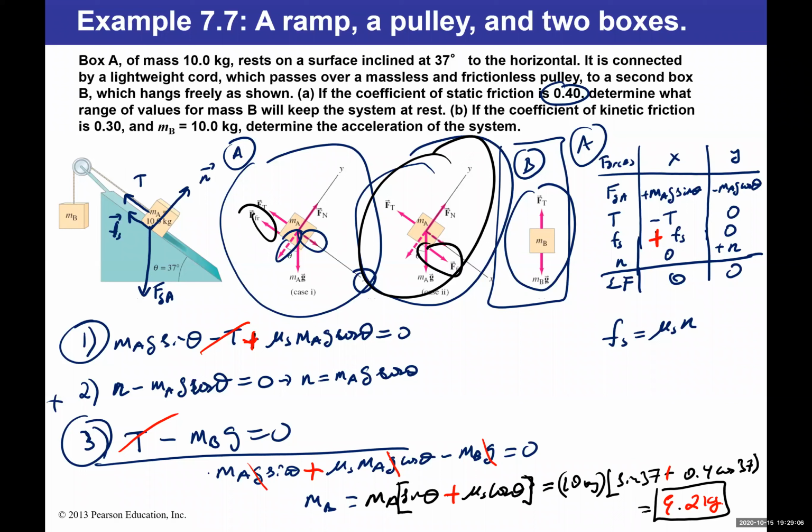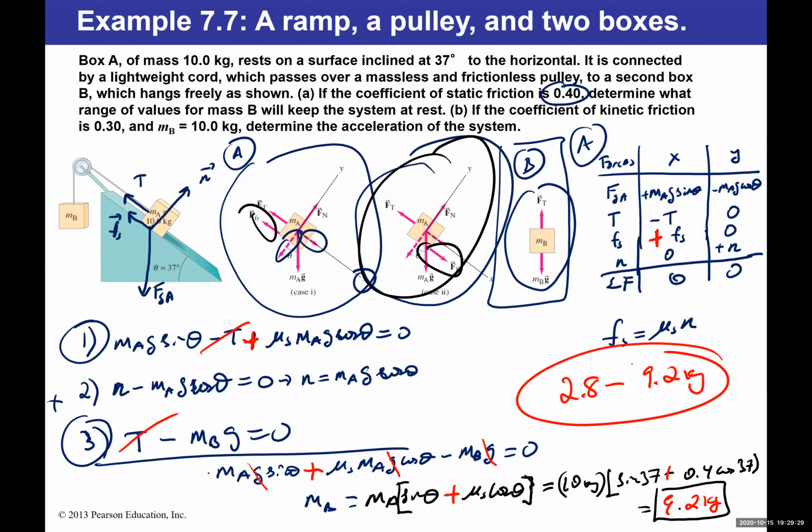That means in this particular example, we are looking at the force of friction changing, going from up to now going down. That means 2.8 to 9.2 kilograms. That's the range of the block B. Okay, that means within that range, the system is in equilibrium.